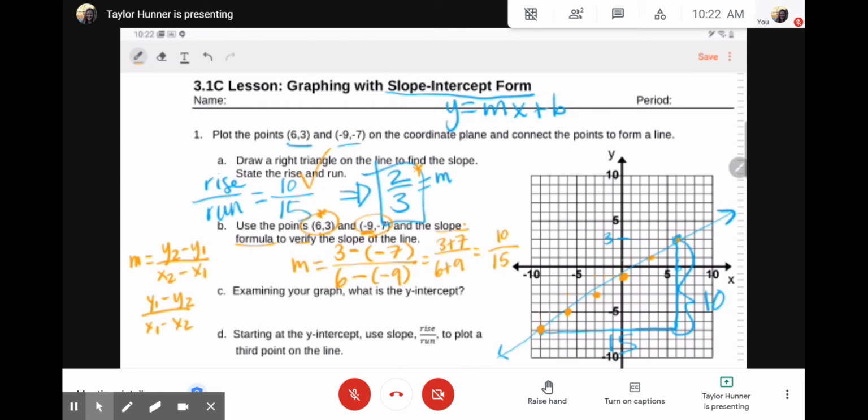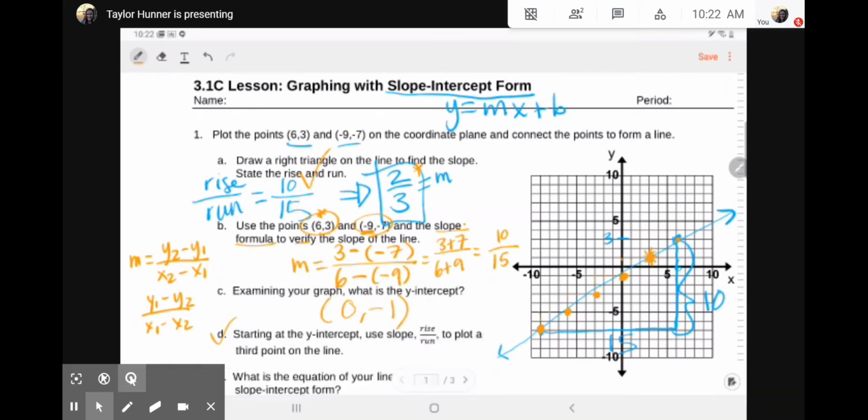So see how when we don't use a ruler, we really cannot rely on the y-intercept, because it kind of looked like my y-intercept was -1, but it could have also been like -1/2. So my y-intercept here is (0, -1). Remember, we write it as a coordinate point. Now starting at the y-intercept, use the slope to plot a third point on the line. Well, we actually already did that. At the y-intercept, we rose 2 and ran 3, and this would be our third point there.